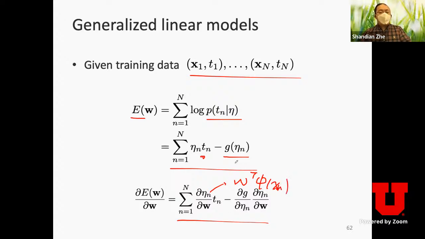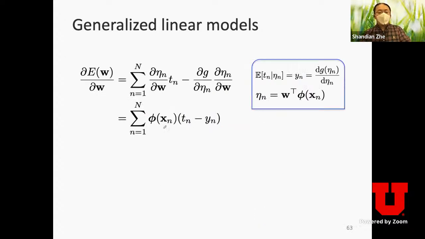And then subtracted by the gradient of a log normalizer. Here we can use the chain rule to calculate the gradient. So after some manipulation, it is easy to see that the gradient of the negative log likelihood is a summation of a feature vector, or mapped feature vector, times the difference between the observation Tn and Yn. And Yn is the expectation. Remember, Yn, as our notation, is the gradient of the log normalizer with respect to the natural parameters, which is essentially the expectation.